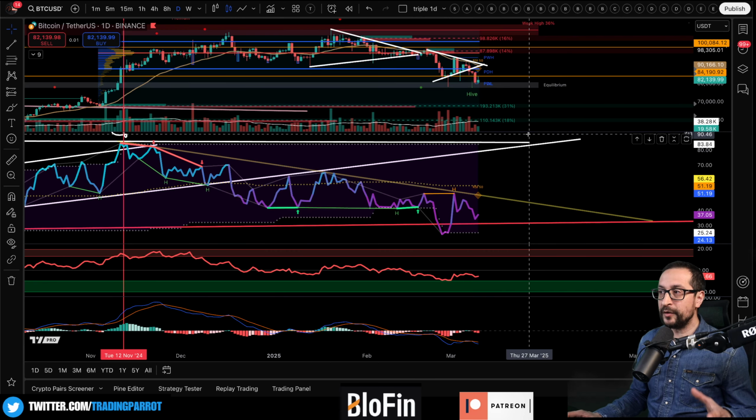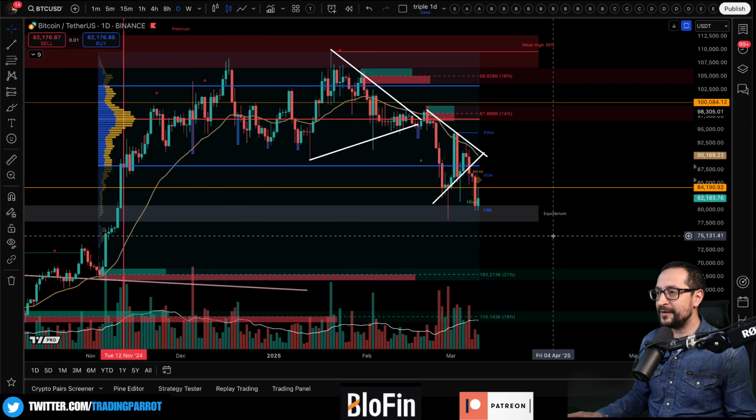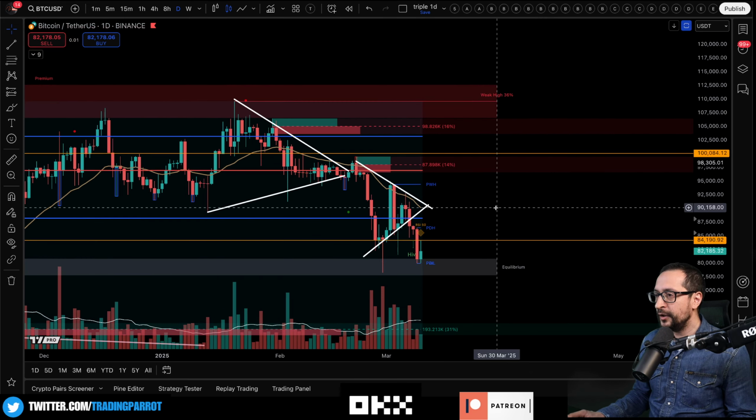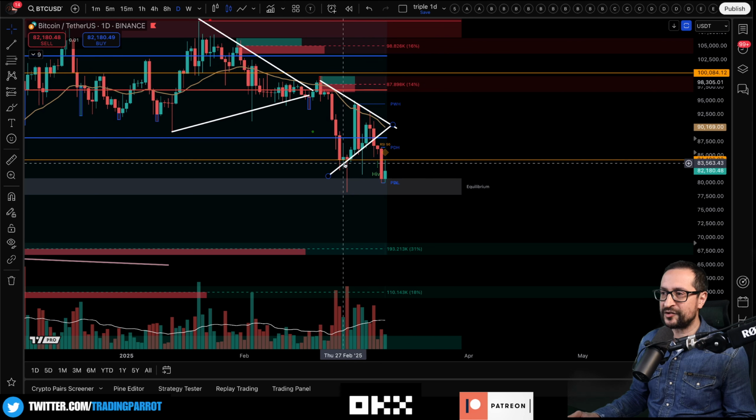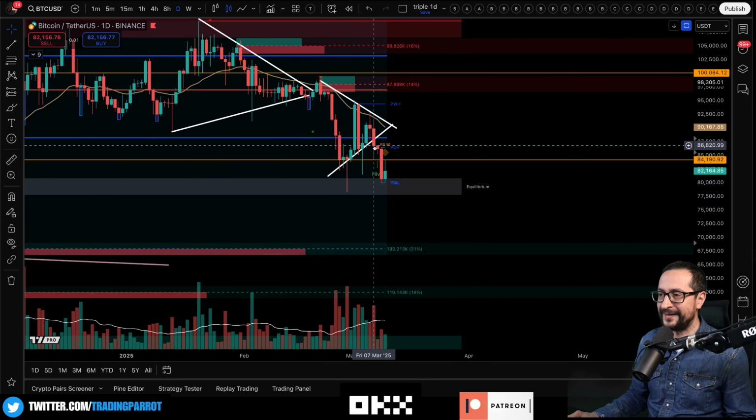On the daily, we also have some structural levels that I want to review with you guys. Look at the price action in here. We lost the triangle over the weekend. You can see that the breakdown was on Friday. I published an update on this.